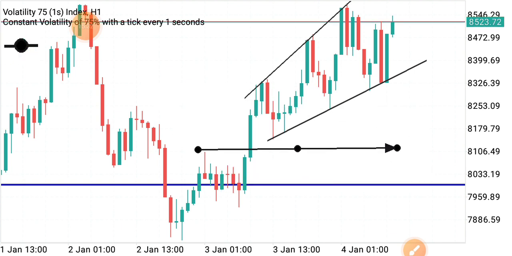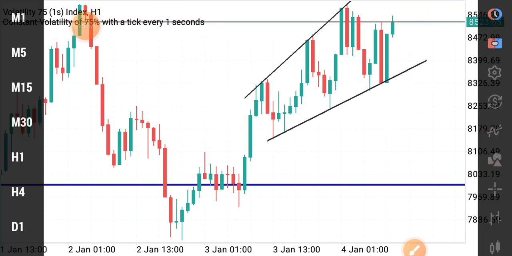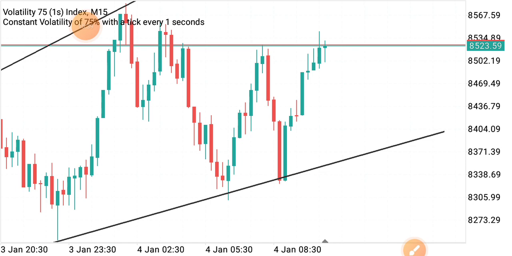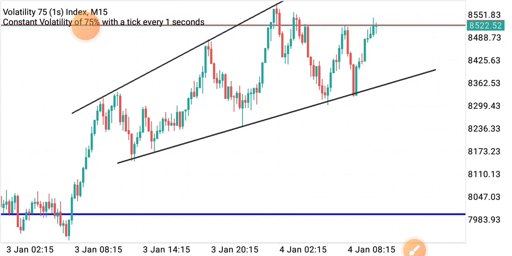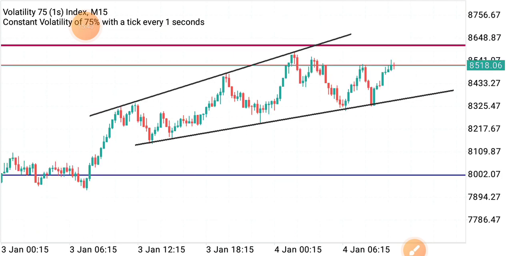Mind you, we are on the 1 hourly time frame. So even if you can just wait, let's go to the 15 minutes time frame, guys. You can see it here, very clear on the 15 minutes time frame. So we expect a breakout.